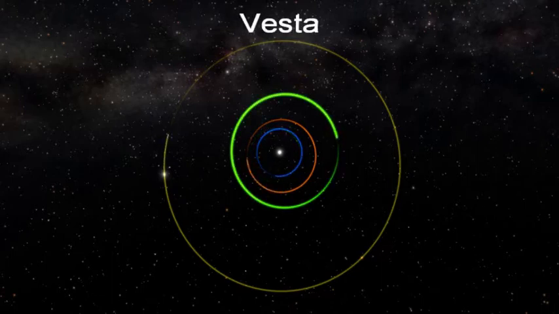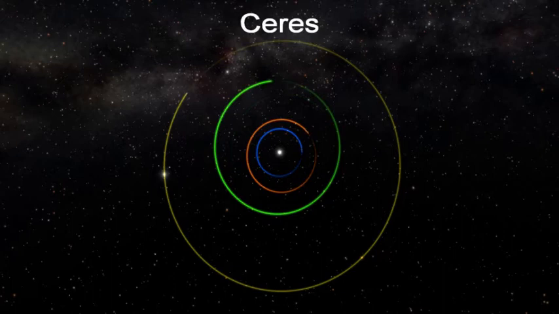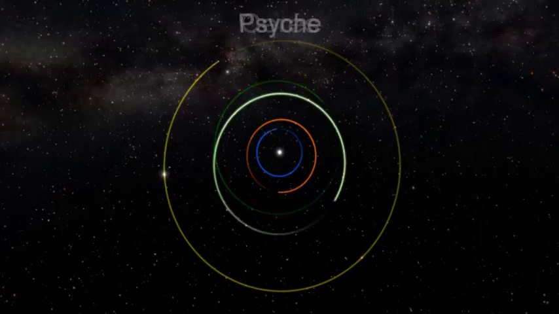Next is Vesta, one of the largest asteroids, which was imaged by the Dawn mission. Next up is Ceres, which was one of the first objects identified in the asteroid belt and is now classified as a dwarf planet. It was also visited by the Dawn mission.